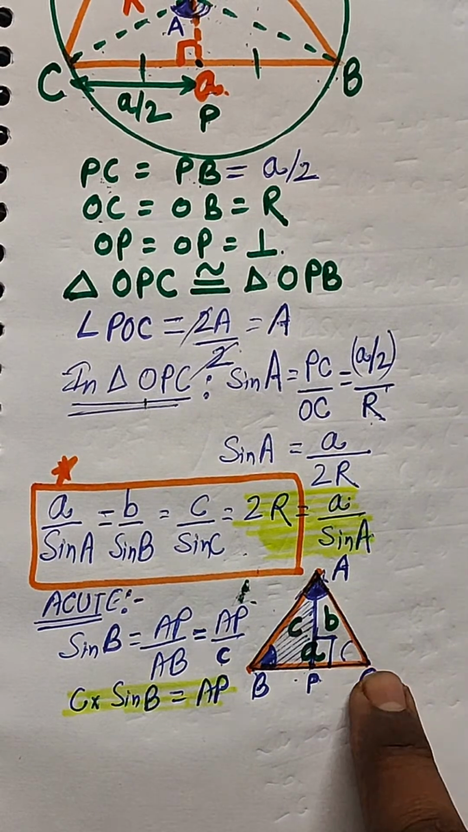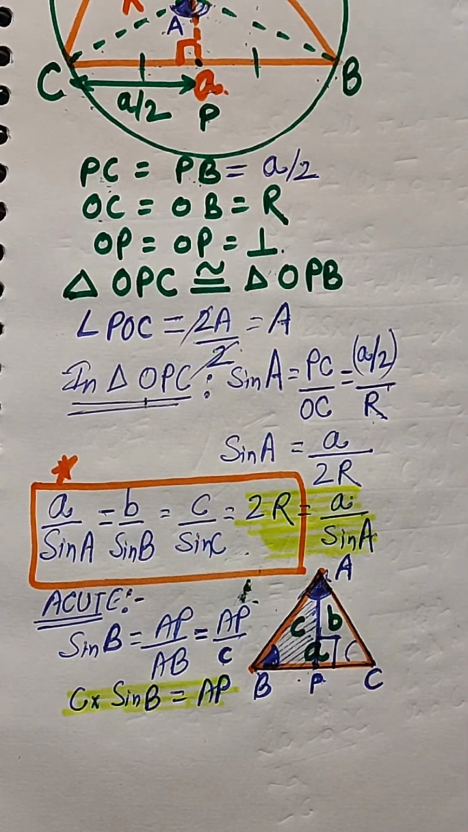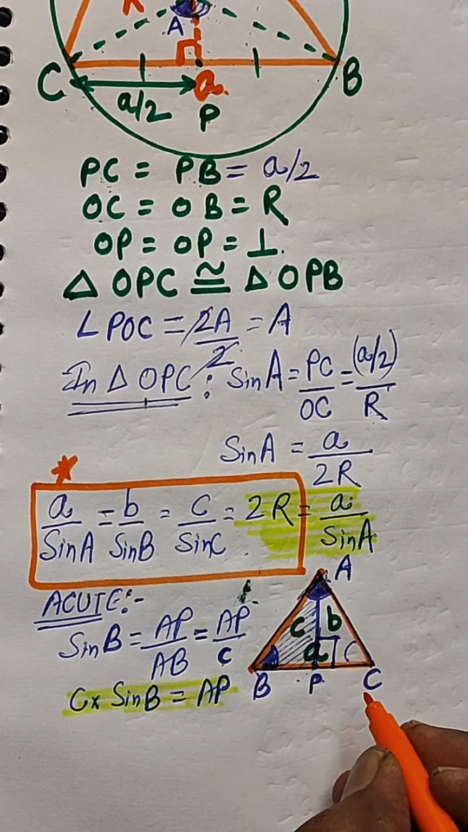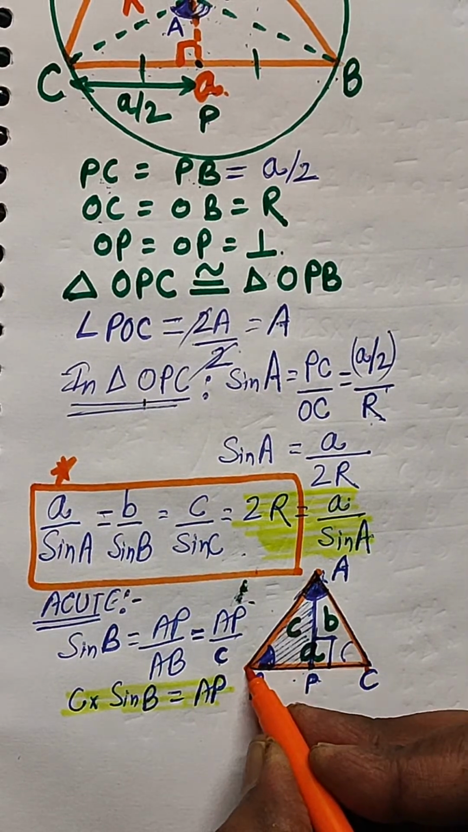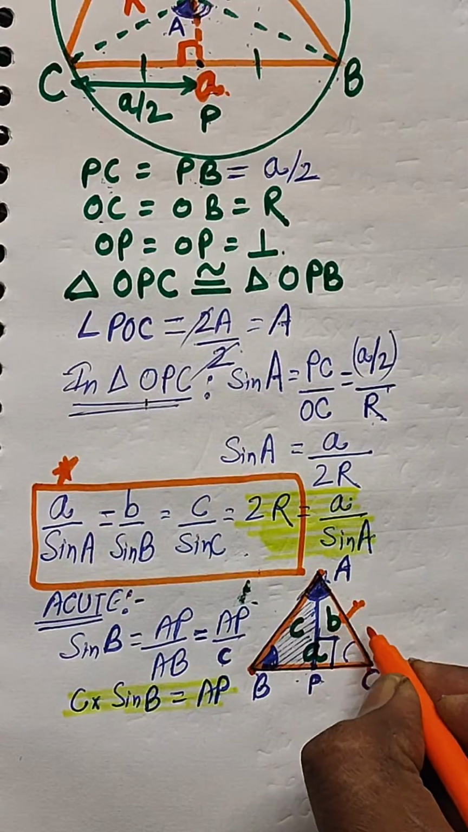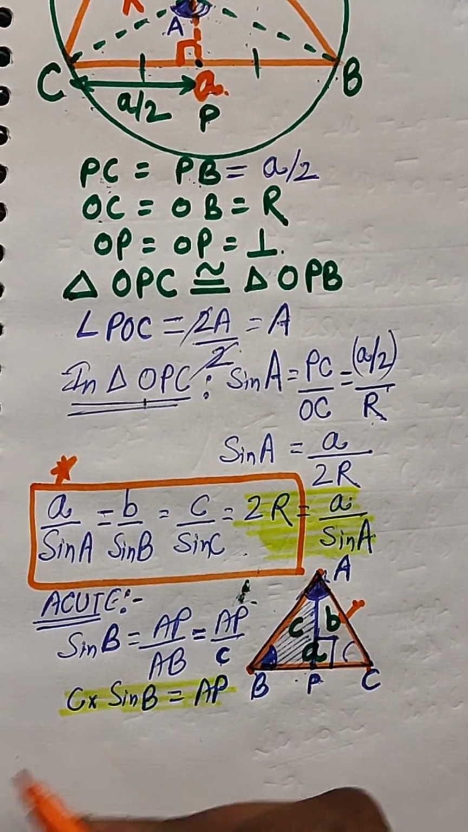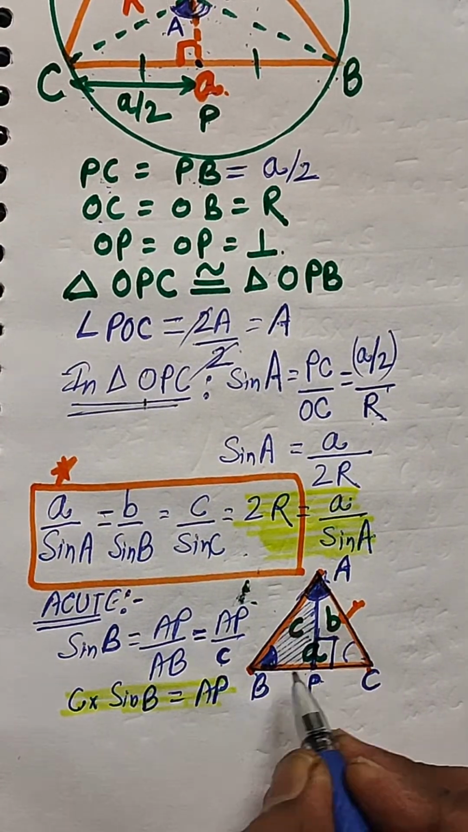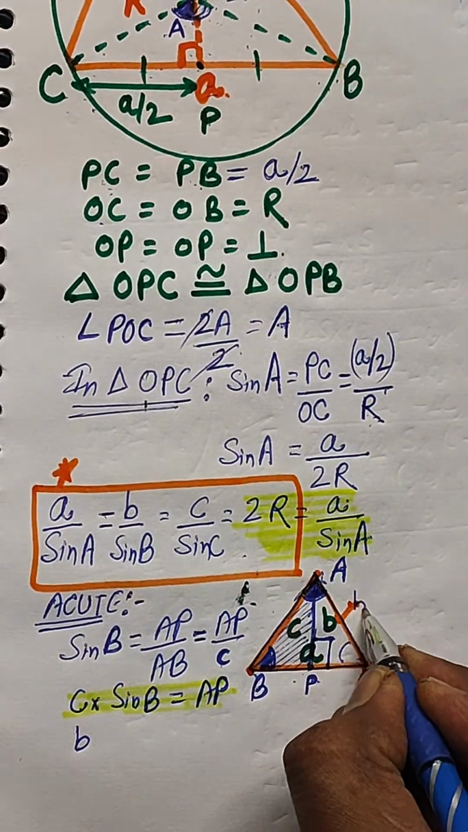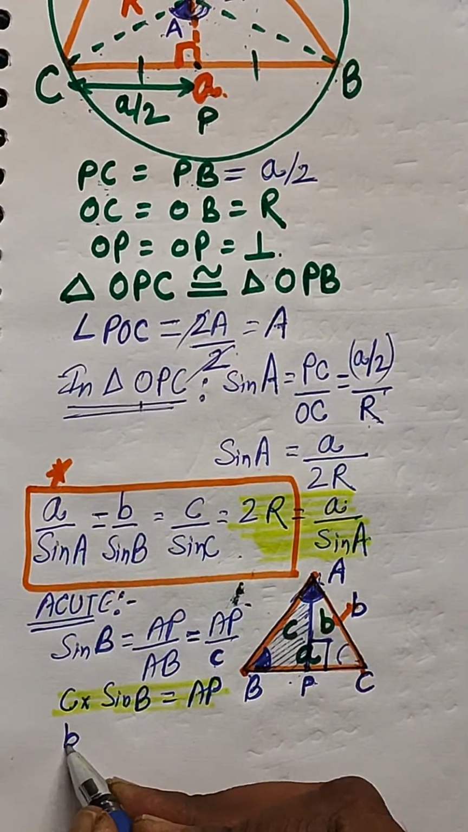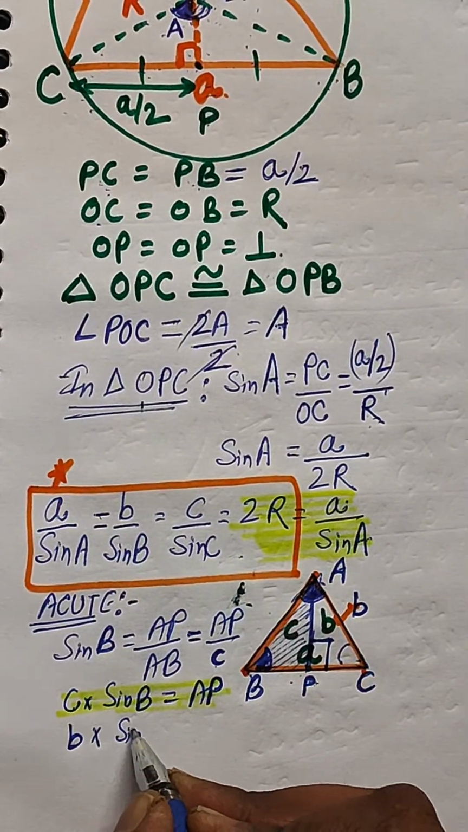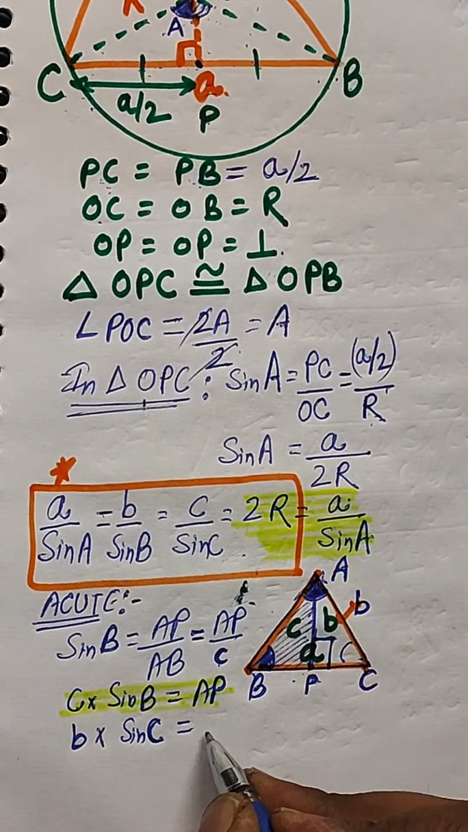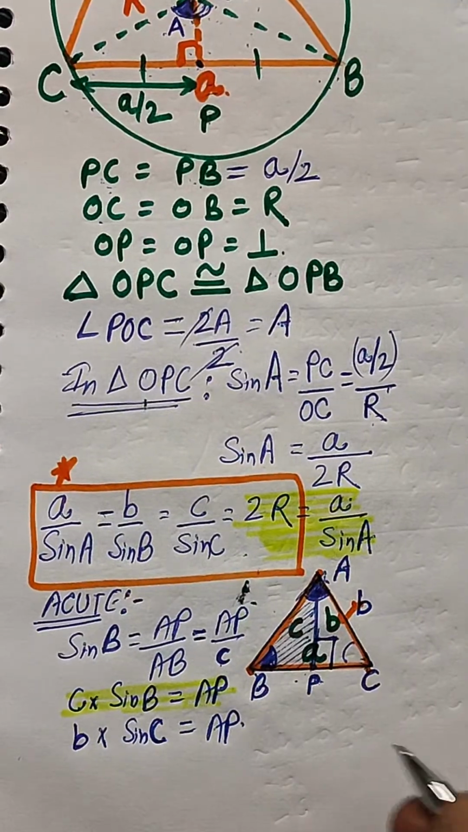If you draw the perpendicular for angle C, what can we write? This will be equal to b times, because opposite to B is this side, small b. So b times, this is the length of side small b, into sine of which angle? Sine C will be equal to the length of this perpendicular AP, right?